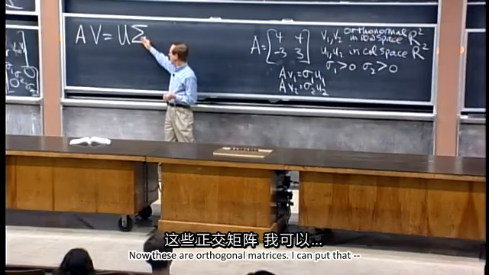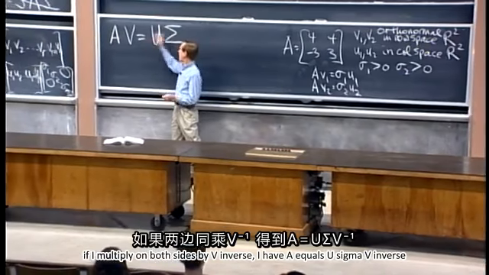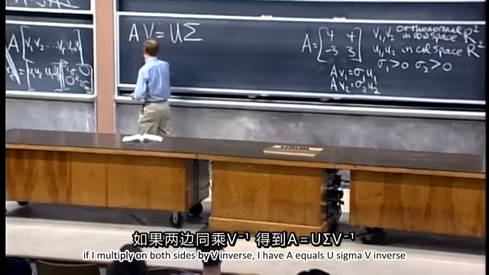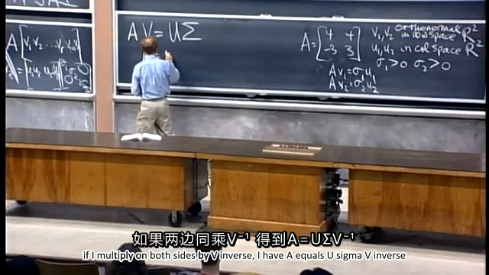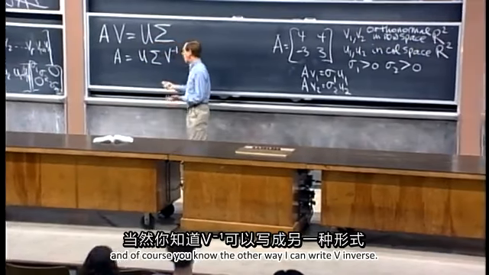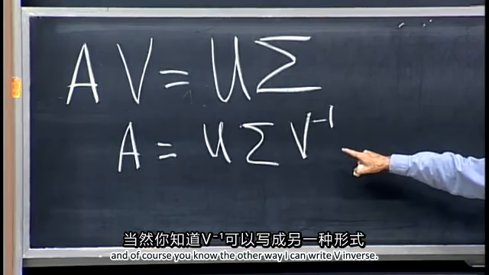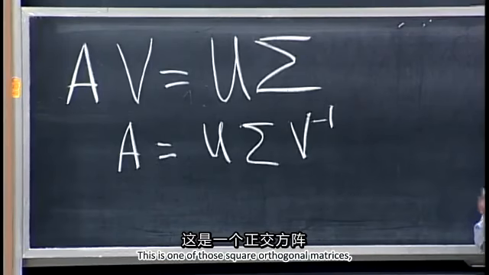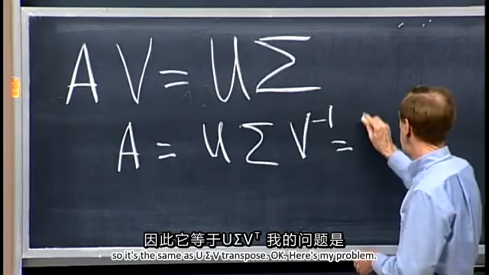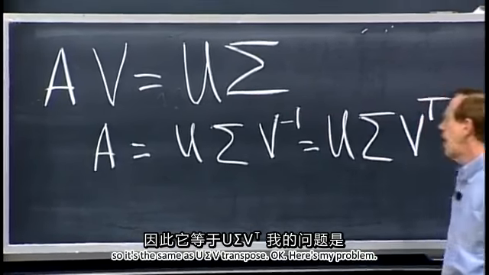Now, these are orthogonal matrices. If I multiply on both sides by V inverse, I have A equals U sigma V inverse. And of course, you know the other way I can write V inverse. This is one of those square orthogonal matrices. So it's the same as U sigma V transpose. Okay.